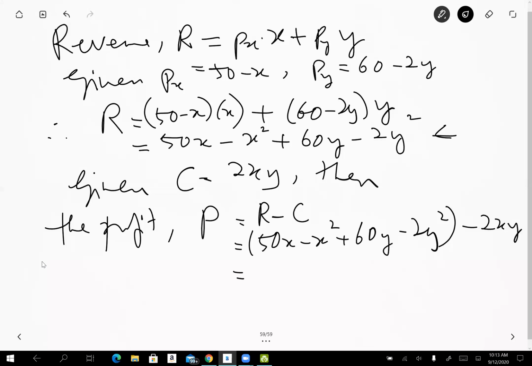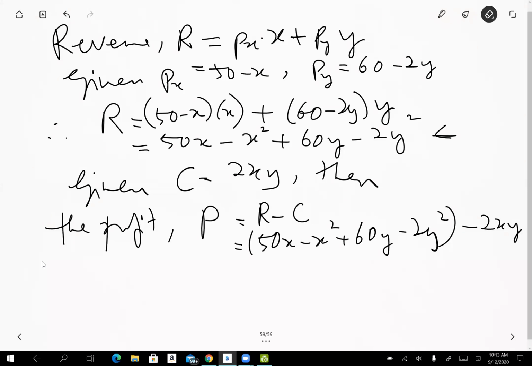I don't think you can simplify, because the term for the cost is 2 times X times Y, and there is no such term in the revenue function. So therefore, that's it, okay? That's the profit. So I don't think we need to even break out the bracket. Or if you want to, you can break out the bracket.